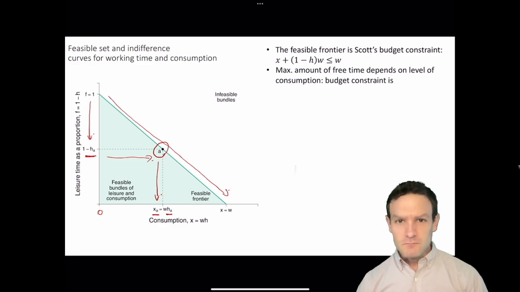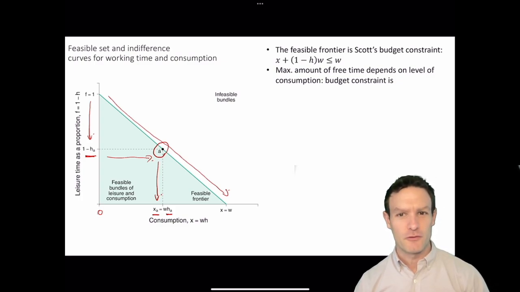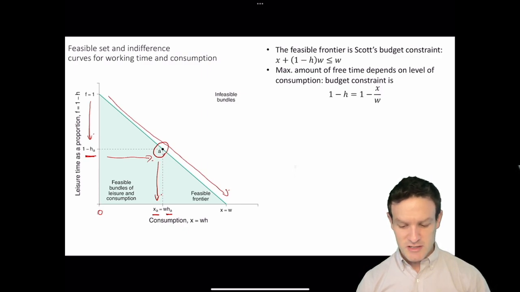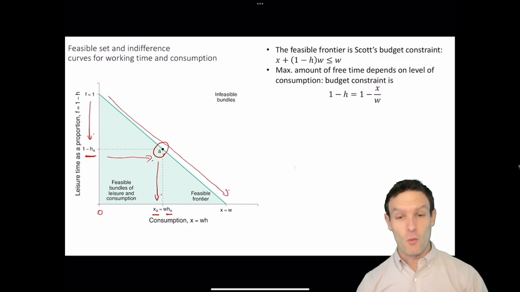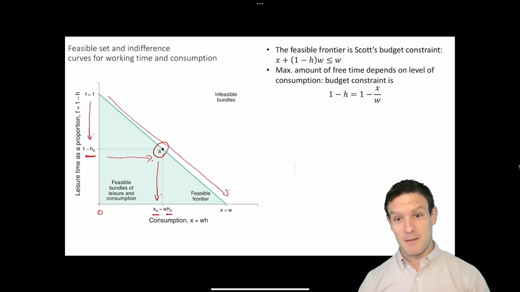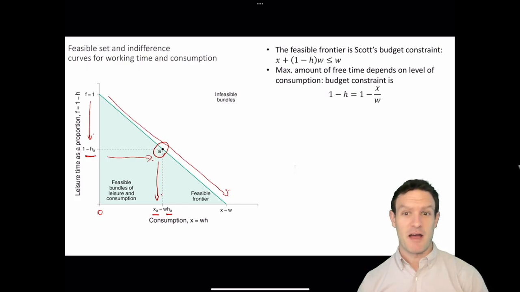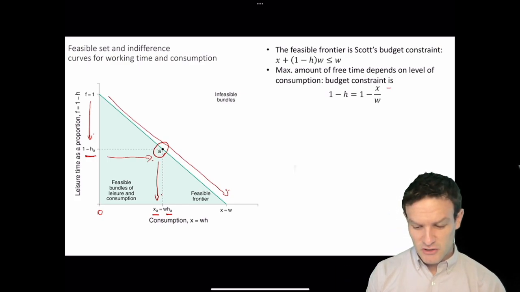Okay, so when we're thinking about this, the maximum amount of free time depends on the level of consumption, and the budget constraint is therefore going to be the following. 1 minus H is equal to 1 minus X over W. So what is that saying? We think about his free time. That's going to be equal to 1 minus the amount of consumption he has divided by his wage. So that's his consumption divided by his wage, right?